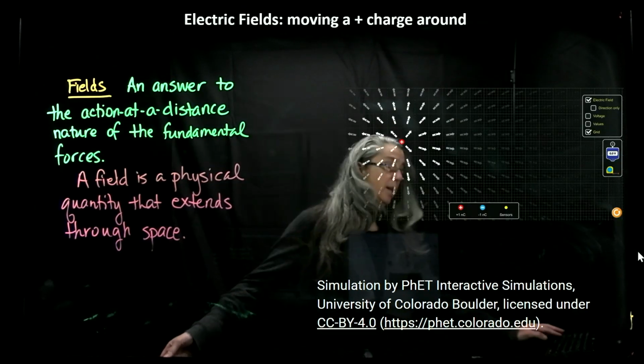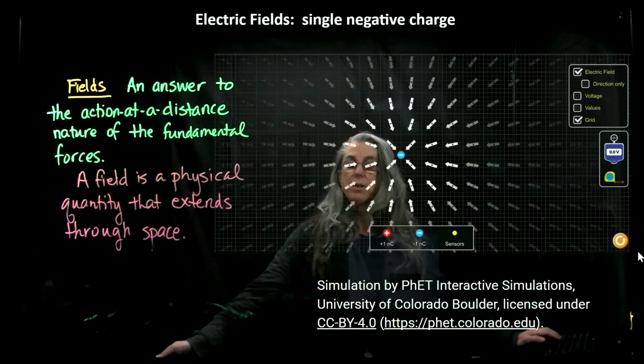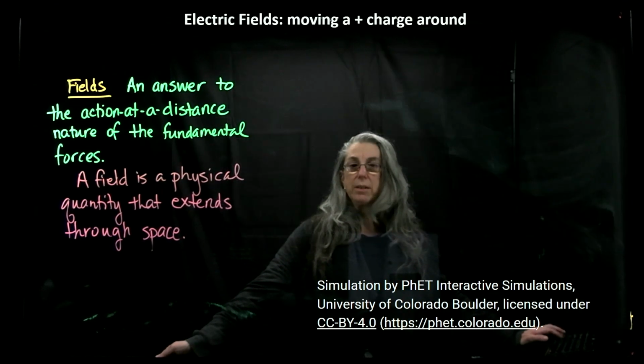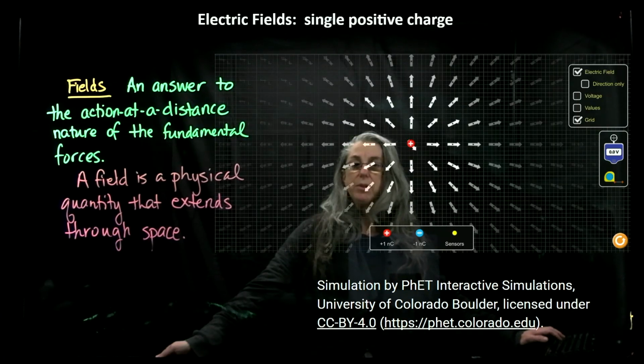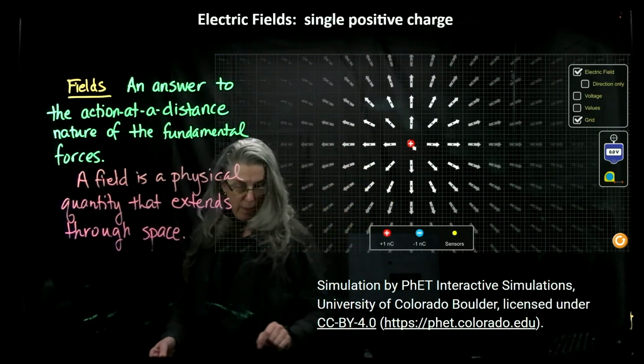It'd be nice to talk about the direction of these charges, how I know they're opposite, and I'm going to show you a negative charge. When I have a negative charge, it actually flips the direction. So there's a negative charge, and we can see that all the arrows are pointing in towards the center. Let me flip back to the positive charge for just a second.